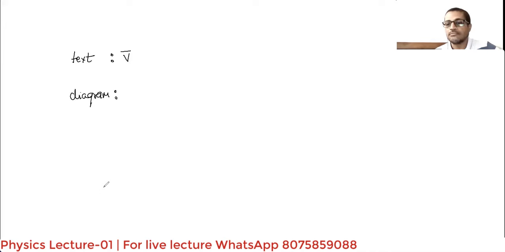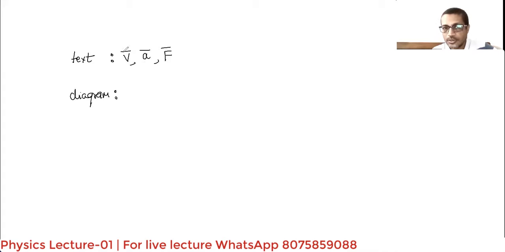If you want to say acceleration is a vector, write an A, put a bar on it. If you want to say force is a vector, write F, put a bar on it. So what is the moral of the story? Whenever you want to indicate a vector, use the symbol, but make sure that you put a bar on it. That is one way of writing it.